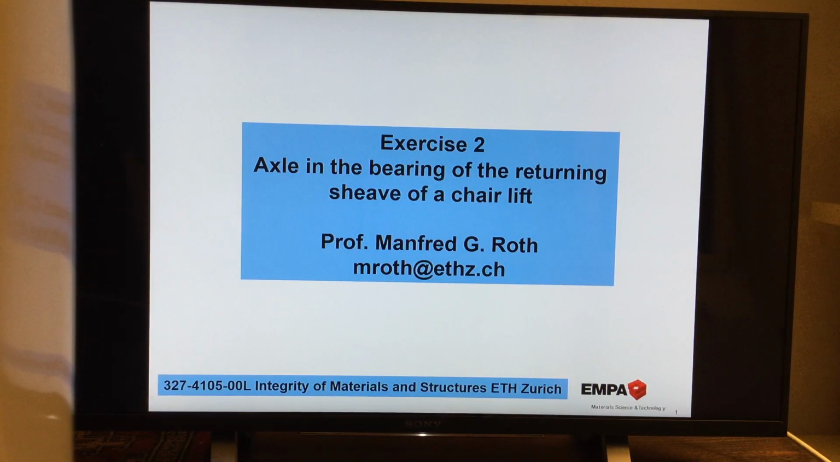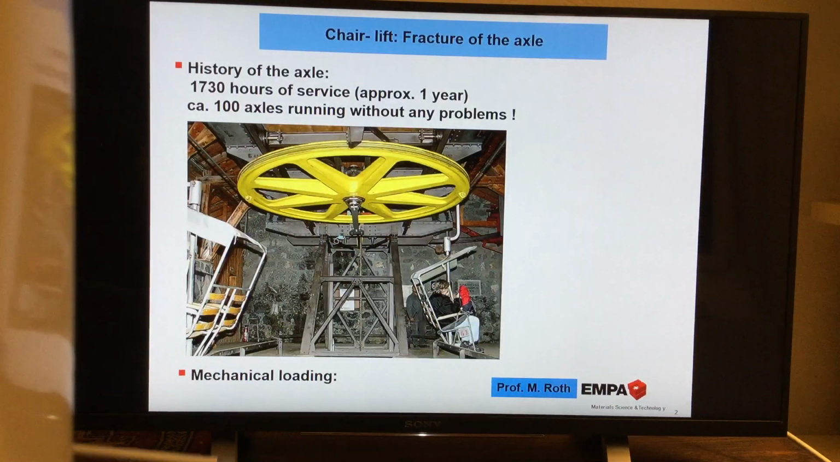So we first have a look at the design. It's not really from that case, but it is similar to that. We see here the axle, and first the history of the axle was about 1,700 hours of service, and that correlates to about 1 year of serving time. And we were told by the client, by the manufacturer of this kind of machine, that about 100 axles were running without any problems for many years.